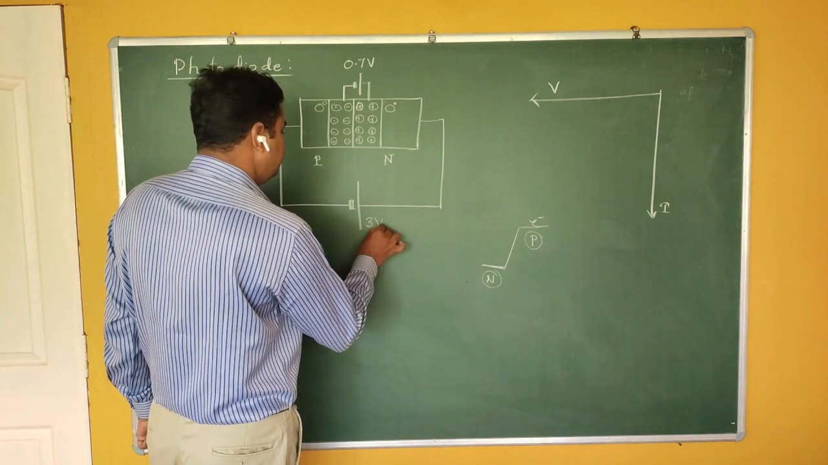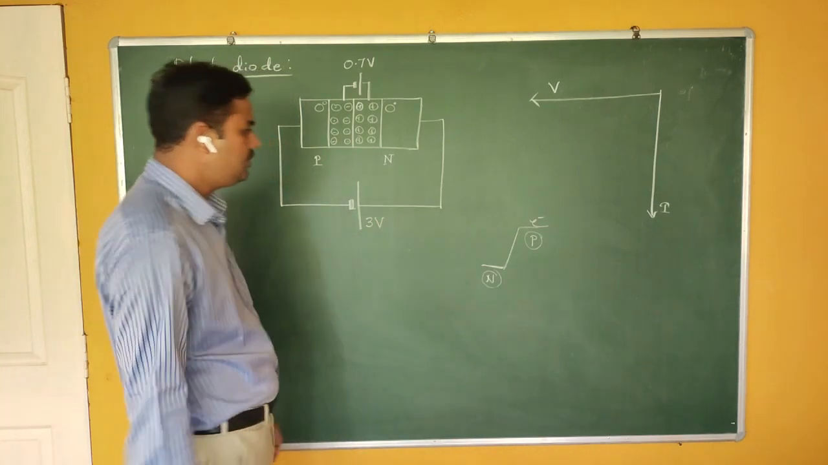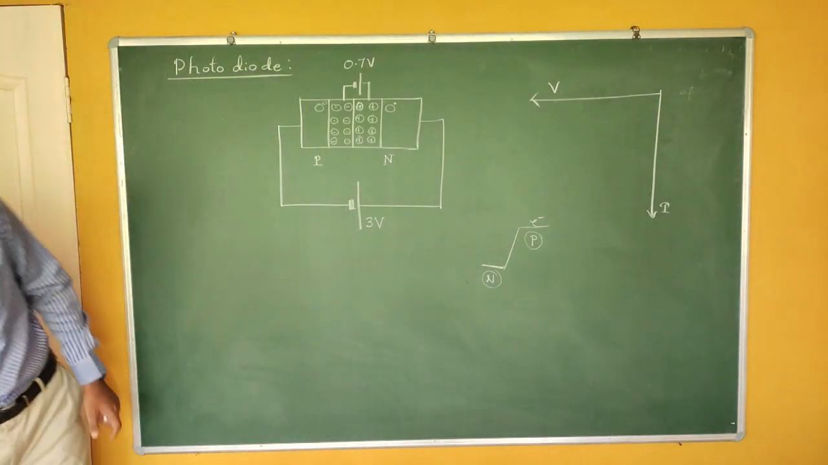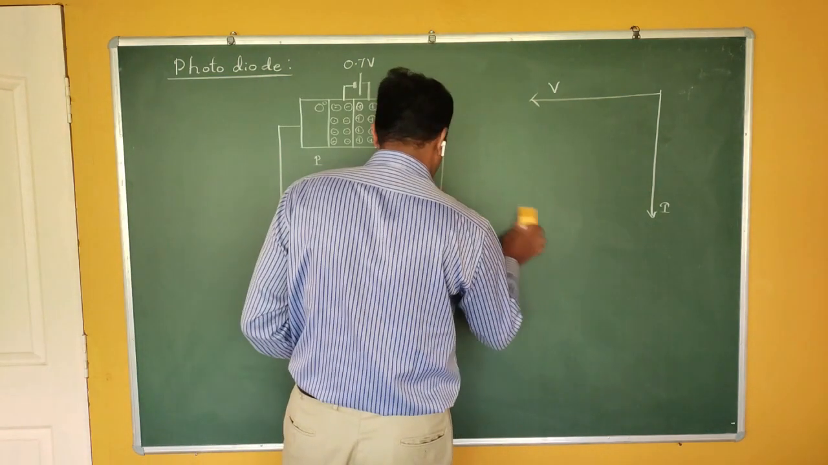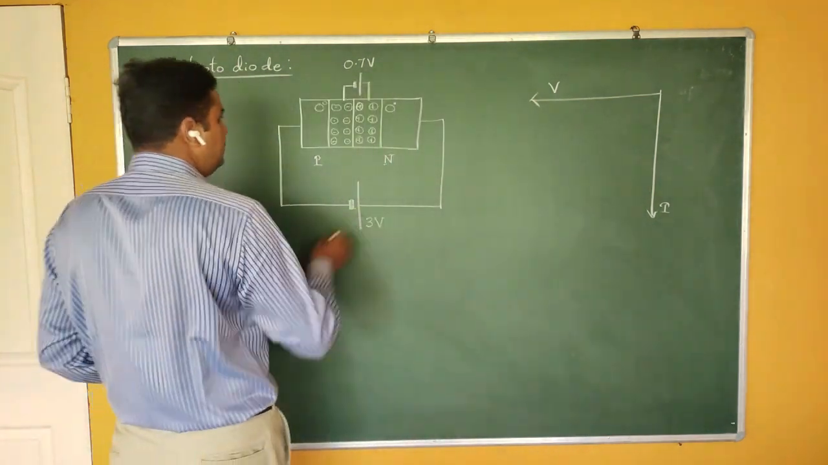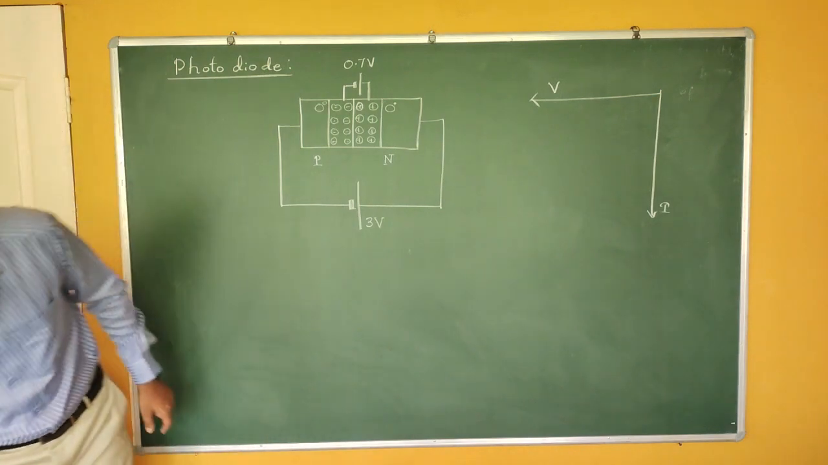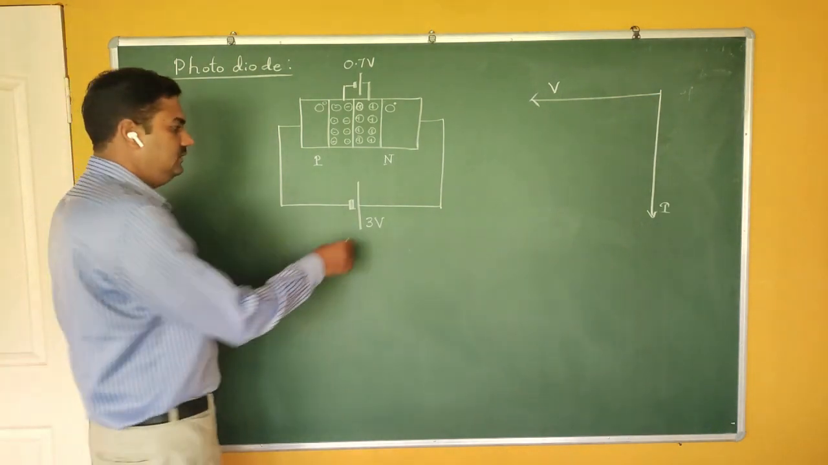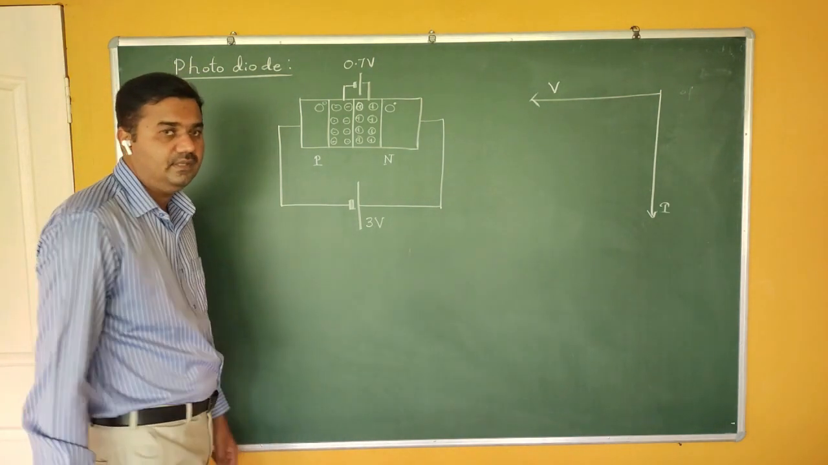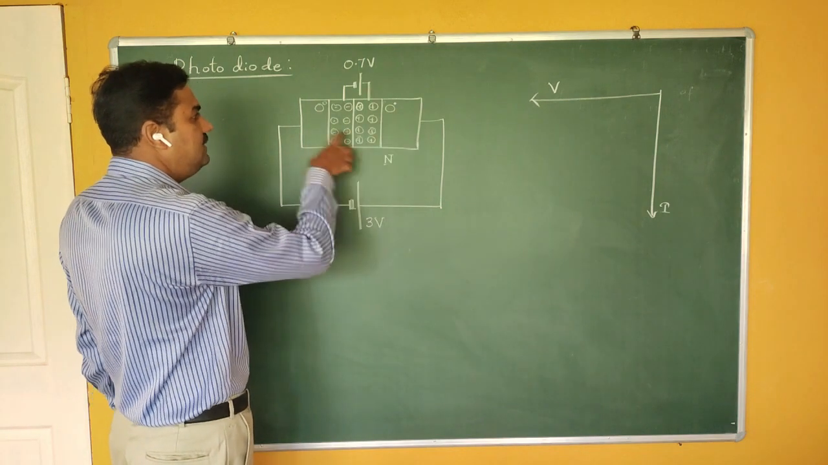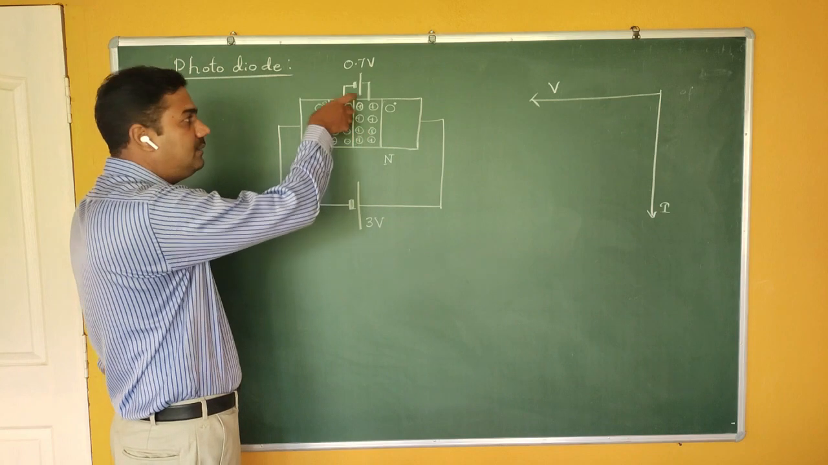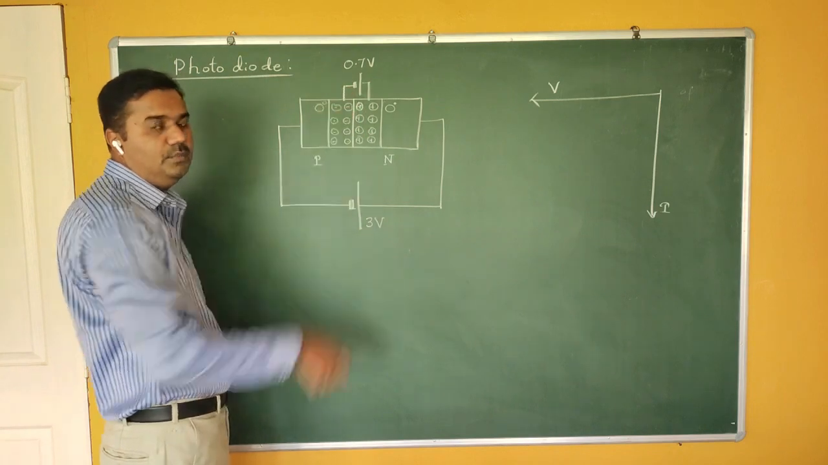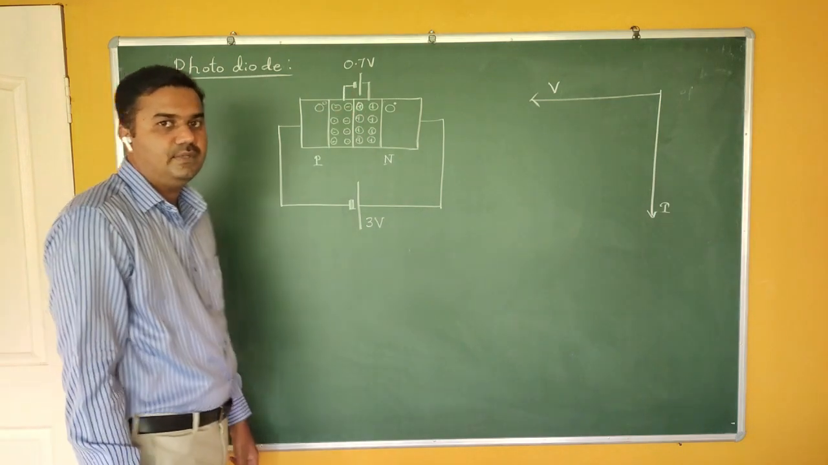So if I consider this external battery having a voltage of 3 volt, initially you can observe this. This 3 volt is an external power supply. You can see that inside the semiconductor diode a barrier is created, and that barrier produces a certain voltage. How much is it? 0.7 volt.